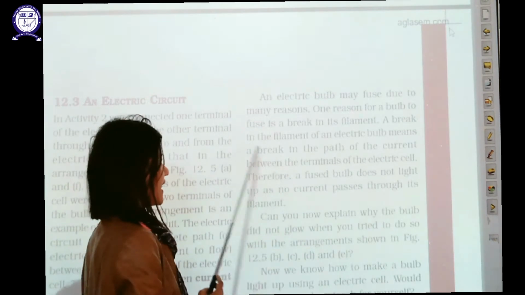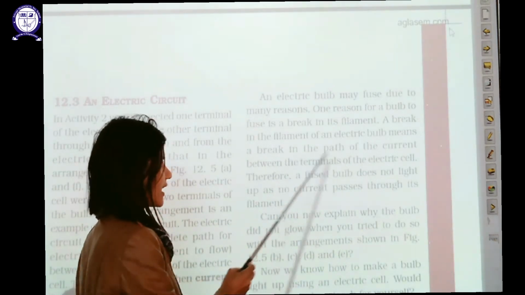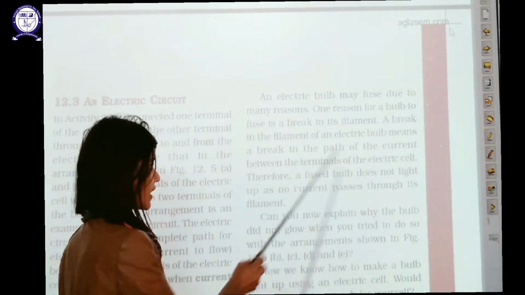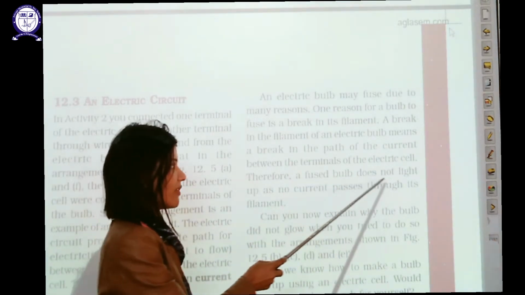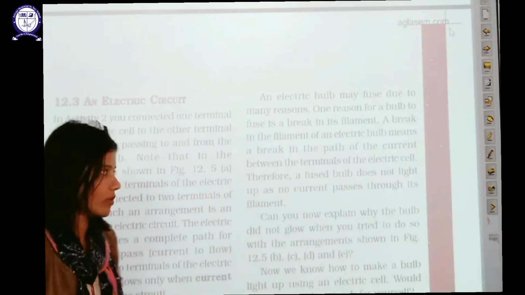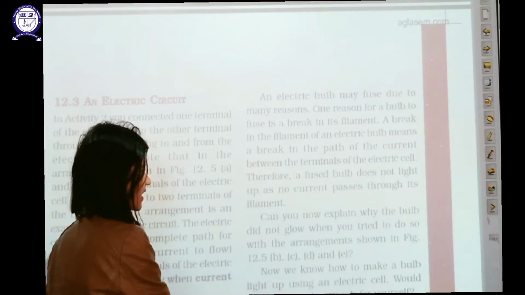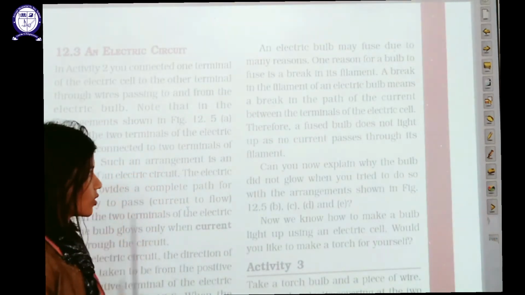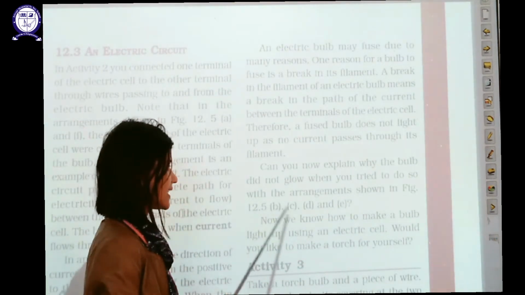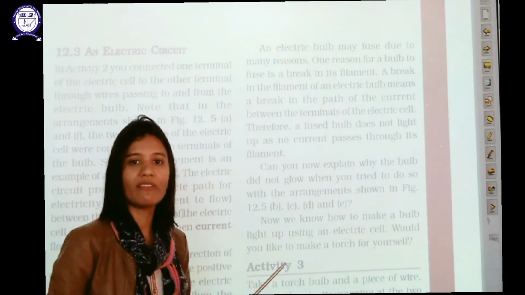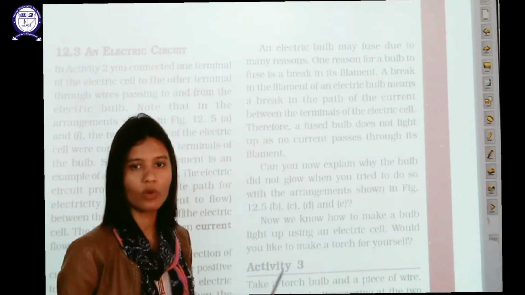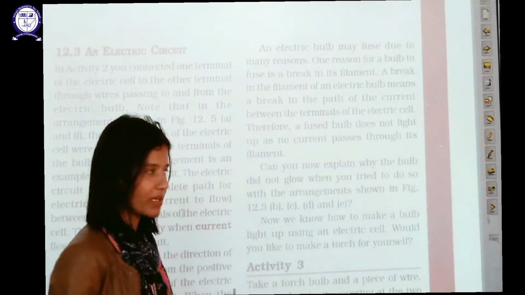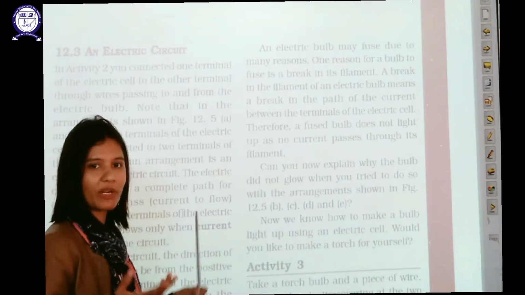Okay. A break in the filament of an electric bulb means a break in the path of the current between two terminals of the electric cell. Therefore, a fused bulb will not glow. It will not give light. Okay. Can you now explain why the bulb did not glow when you tried the arrangements B, C, D, E? Because we attached similar kinds of terminals in those arrangements, and we need to connect two different kinds of terminals for your current to have one particular path.